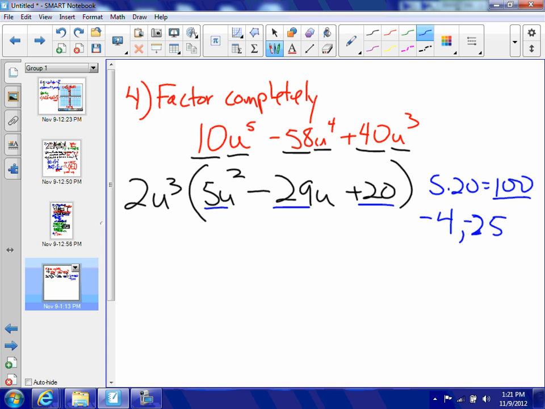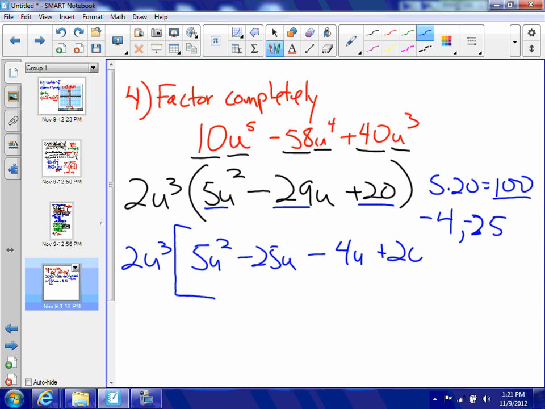So I can now rewrite my trinomial. First, don't forget my 2u cubed. Can't forget about that. I'm going to rewrite my trinomial as 5u squared minus 25u minus 4u plus 20. All I did was change my negative 29u into negative 25u and negative 4u. Now, I want to make that a bracket.